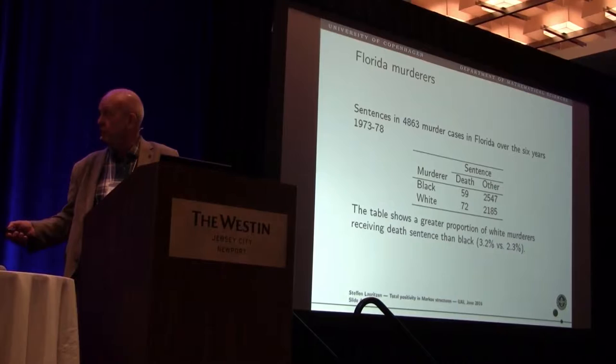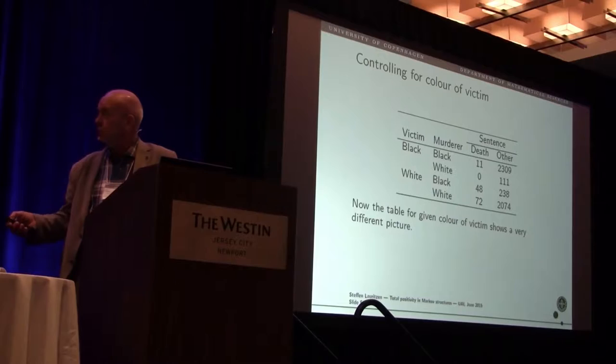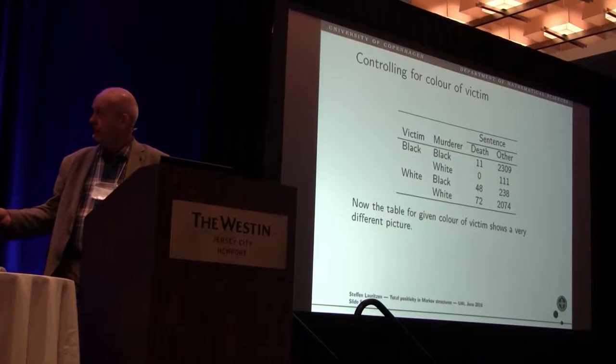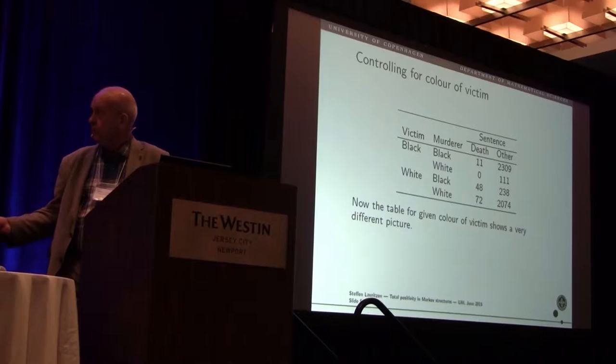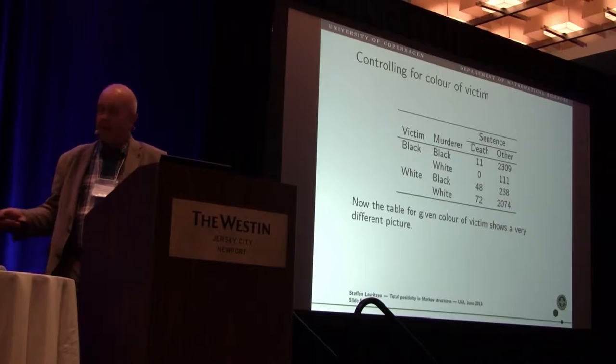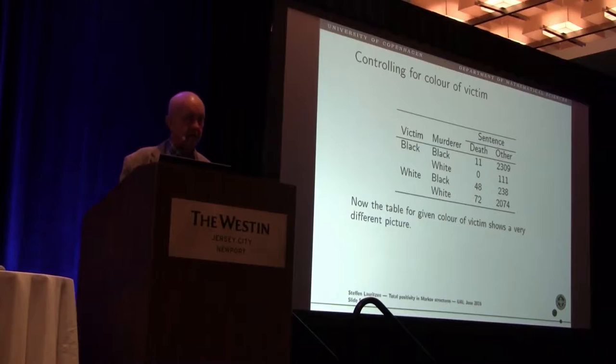However, if you control for the victim, it's really a very different picture. You see, never ever has a white man been sentenced to death for killing an Afro-American victim. And so here, again, it's a hugely higher rate for the Afro-American community. This is what is known as Simpson's paradox. So when you look at it in one way, it looks fine. If you look at it in a different way, it completely turns things around.